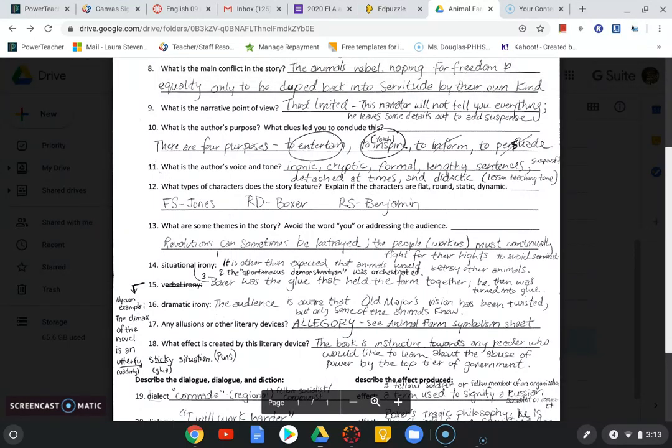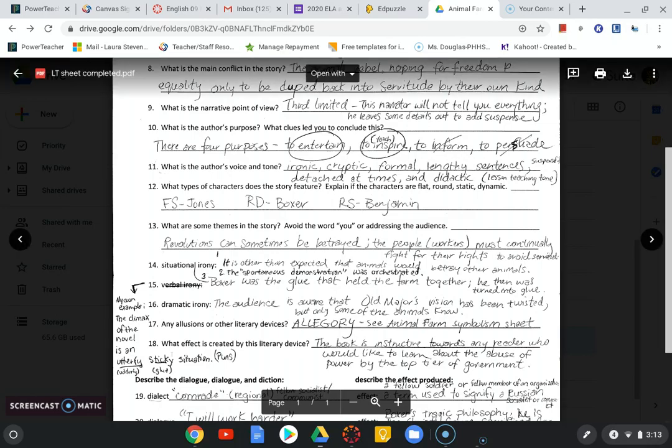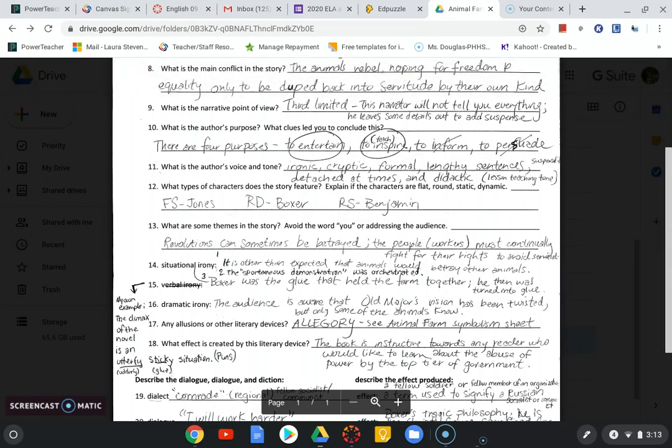The climax of the novel is utterly a sticky situation. And I say that because Boxer was turned into glue. I know, it's really bad. Anyways. Remember when I always tell you that my voice is getting hoarse because I'm talking about Boxer? That's another bad one. It's not very neighborly. That's verbal irony, okay?